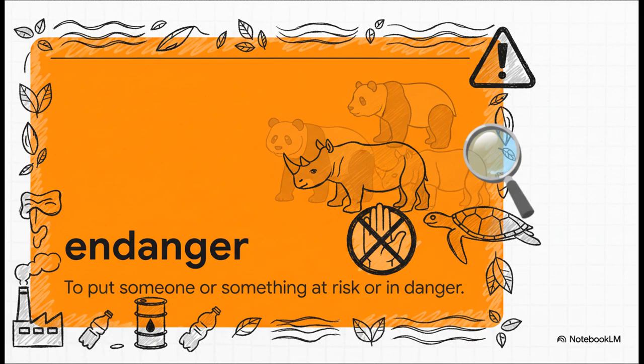Okay, our first word is a verb, endanger. To endanger something means to put it in danger, to put it at risk of being harmed. You can even see the word danger right there inside of it. We use this a lot when we talk about the environment. For instance, pollution can endanger many species of wildlife. You'll also hear the phrase endangered by, like in, their home is endangered by logging.